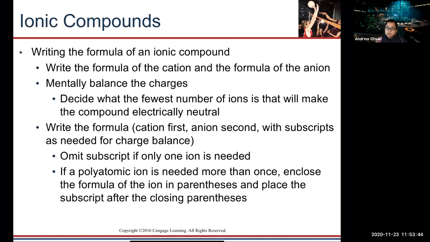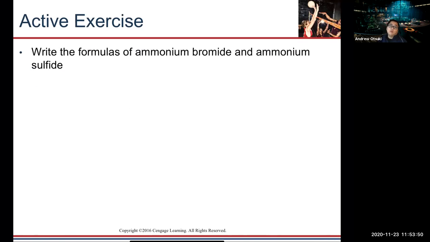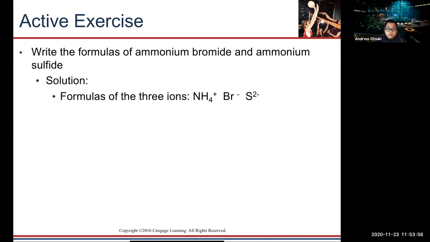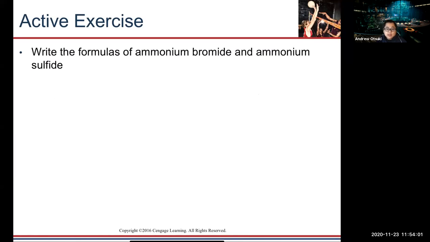Okay, let's do some examples of how we show this. So let's write the formulas for ammonium bromide and ammonium sulfide. So let's go back for this, sorry about that. Ammonium, remember, is NH4 plus. So let's write that here, NH4 plus. Bromide is Br minus. And sulfide is S2 minus. So remember, sulfide likes to gain 2 electrons to complete an octet. So we say it has a charge of 2 minus.